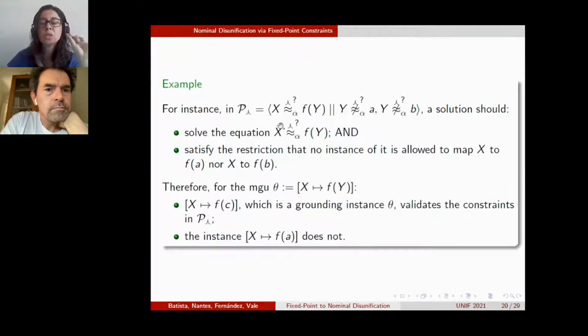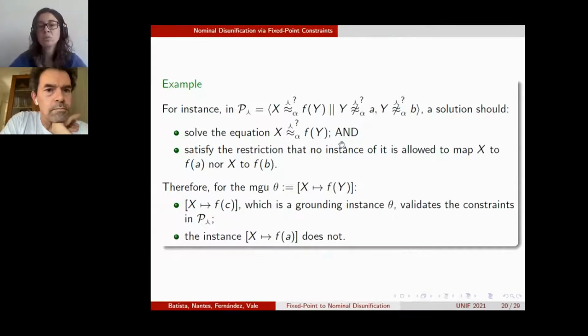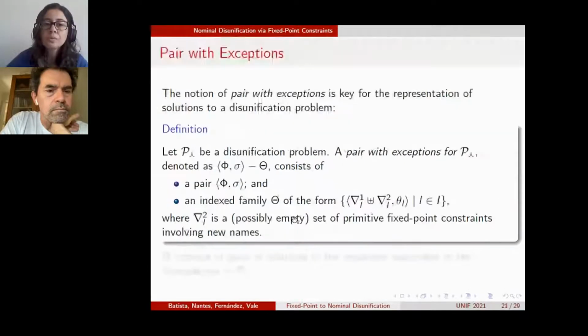We are going to first solve the equations, and then we are going to deal with the disequations by looking at the associated equations. So I'm going to see what I have to do for Y to be equal to A and Y to be equal to B, and I'm going to remove this from the big set of solutions, okay? So for that, we are going to define the pair with exceptions.